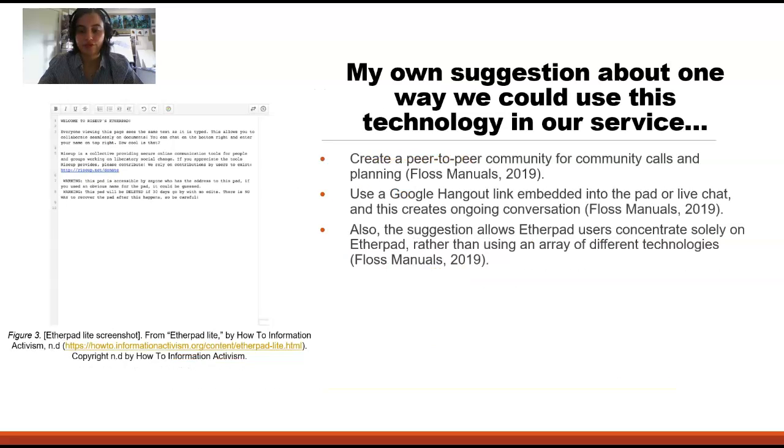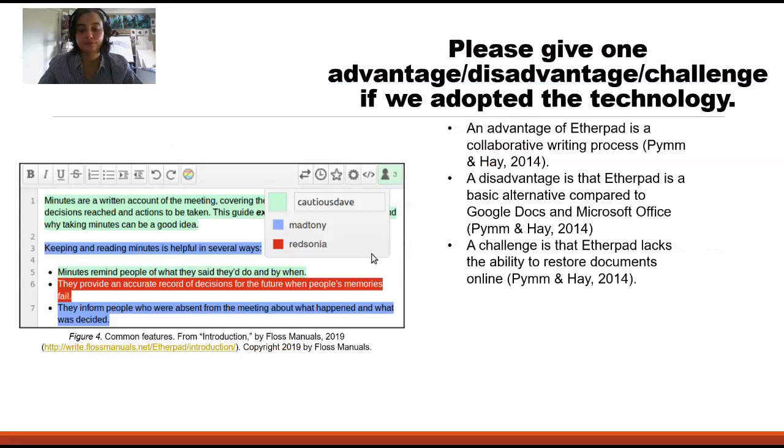Notably, for instance, Floss Manuals suggested one way to utilize Etherpad in our service. In the 2019 article Using Etherpad Case Studies, URL invitations with a link to a pad are circulated, with a Google Hangout link embedded in the Etherpad chat. With this in mind, Google Plus Hangouts can be linked within Etherpad's in-text editor and used as a collaborative tool where live communication can be done together.